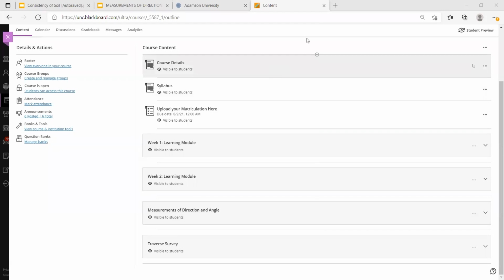Ma'am, do we have to draw in the activity, or just the computation? You can draw so that you get used to it. Okay ma'am, thank you. Is there any question? None.